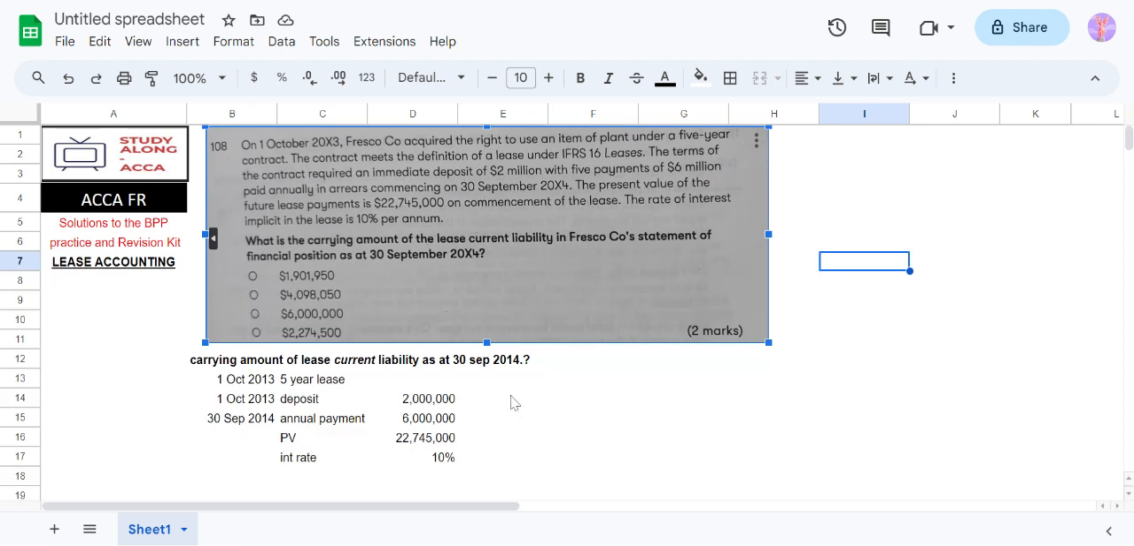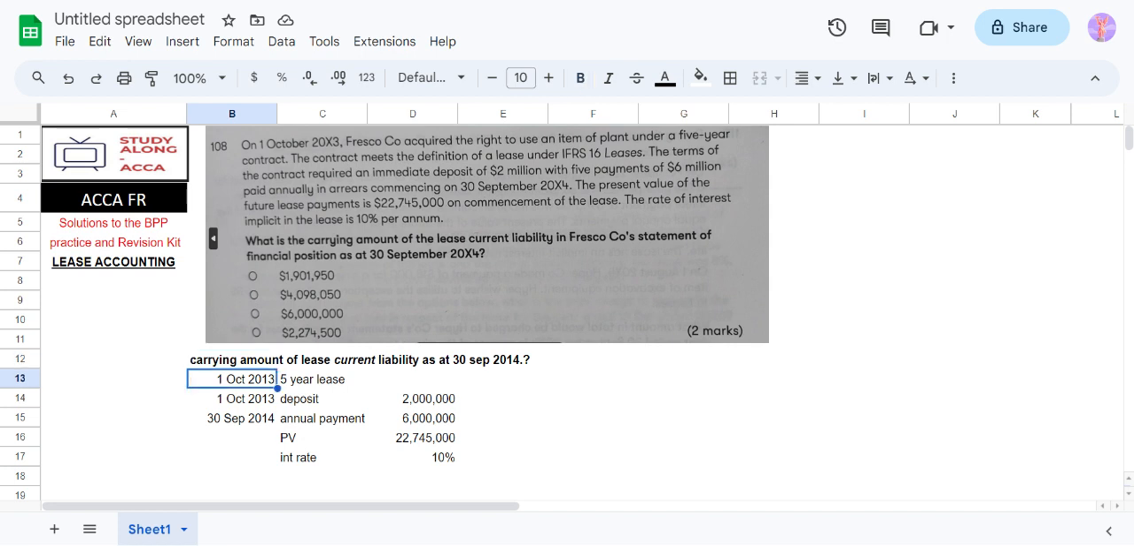Have a question number 108. It relates to lease accounting. The ask is to calculate the carrying amount of the lease current liability. It is not asking about the lease liability, it is asking about the current portion of the lease liability at the end of the first year, which is 30th September 2014.